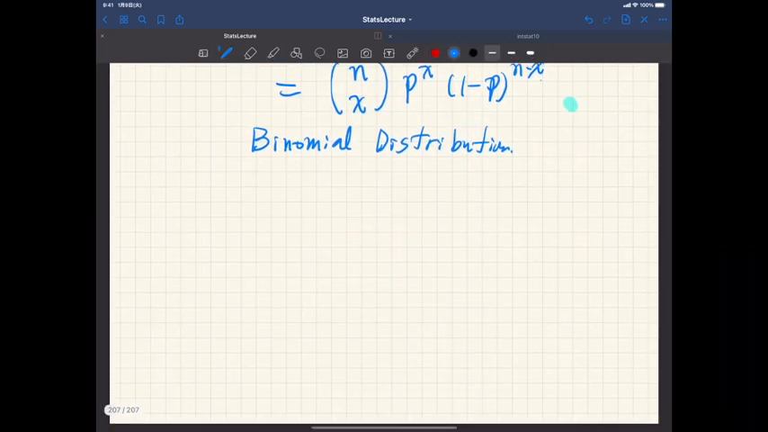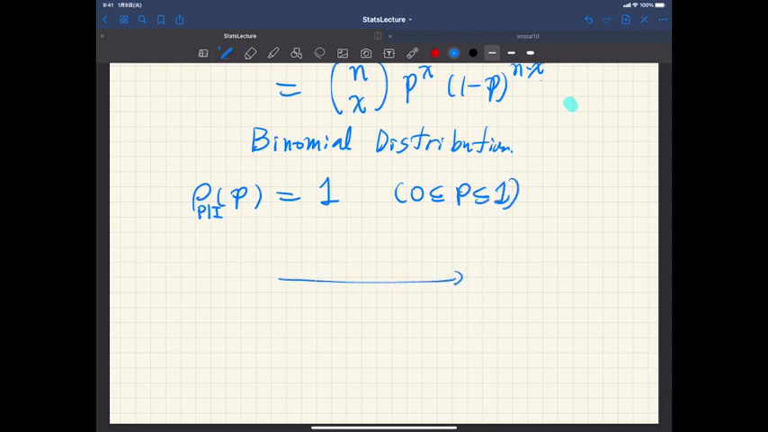For this, we should assume some kind of probability density function for the value of p. So the density of p given some prior knowledge. In this case, let's assume that we don't know anything about this probability distribution, so we may assume it's a uniform distribution. If you plot this, it's just 1, between 0 and 1.